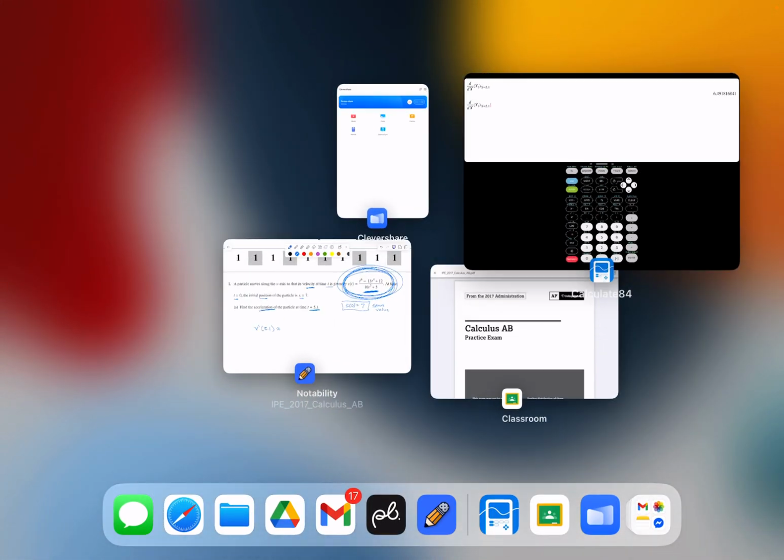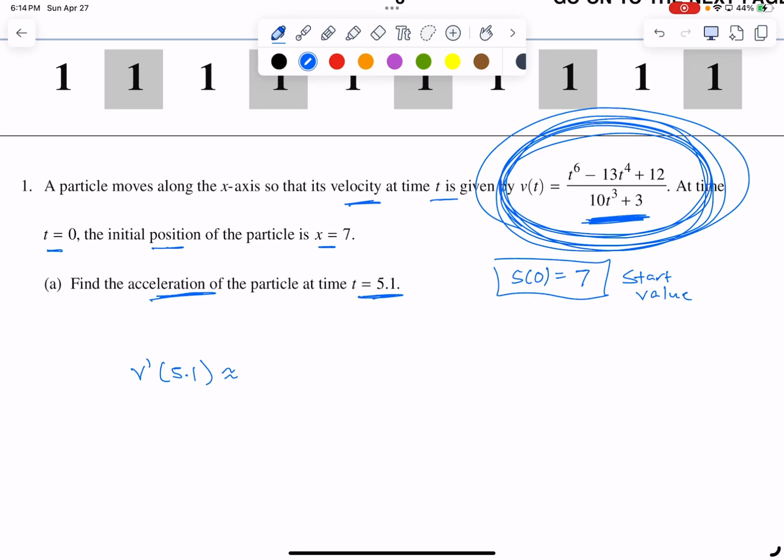6.492. Okay. And they don't care what you round to. Okay, 6.491 or 6.492. It is irrelevant. You get 1 point. You only get 1 for that.